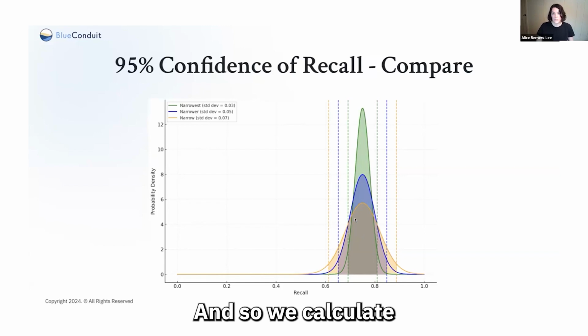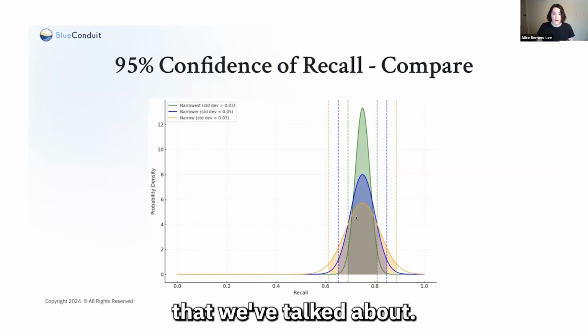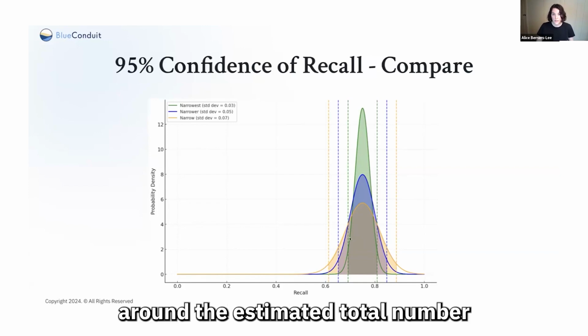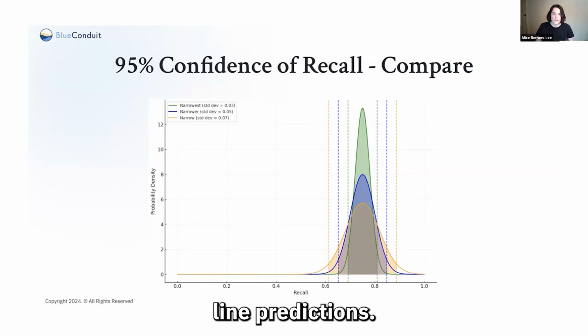And so we calculate these 95% confidence intervals around all of the metrics that we've talked about. We calculate it around the estimated total number of service lines in an inventory and even around individual service line predictions.